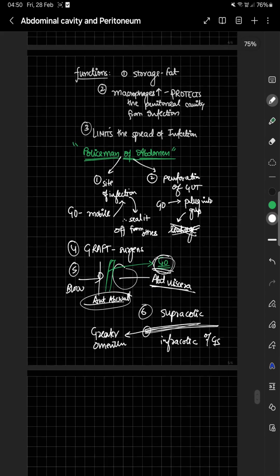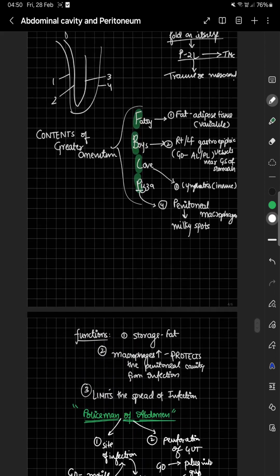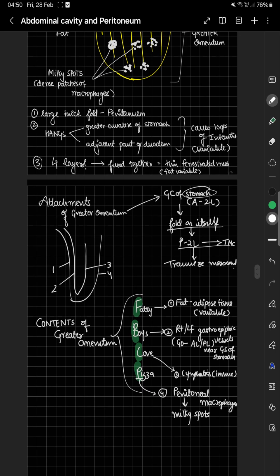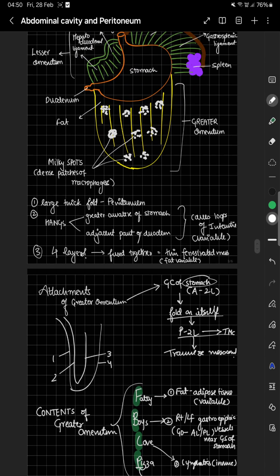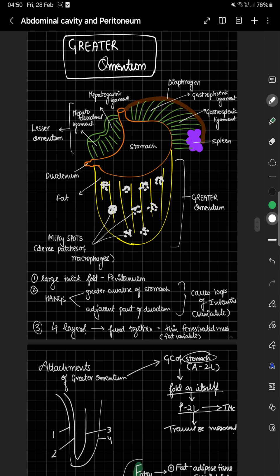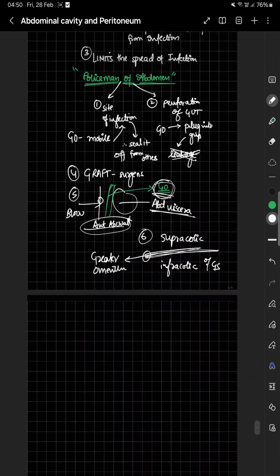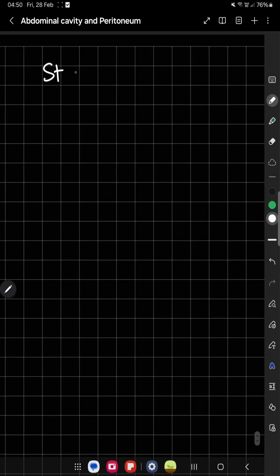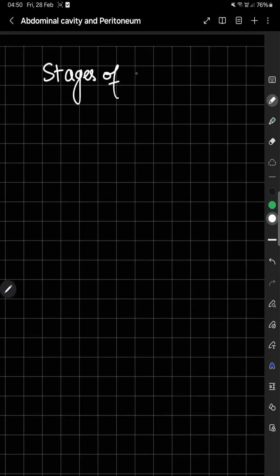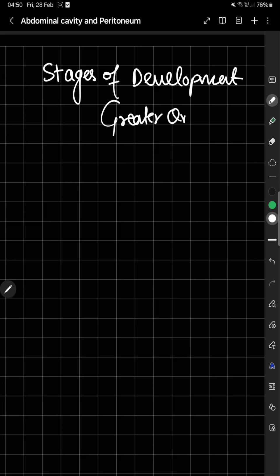Okay, so we have read about the functions, the contents of the greater omentum, the attachments in general, and we have even seen a diagram associated with our greater omentum. We'll just see one diagram which shows the development of the greater omentum, the stages of development, which would give us a very brief idea of how this greater omentum is formed and how it has 4 layers and all of that.